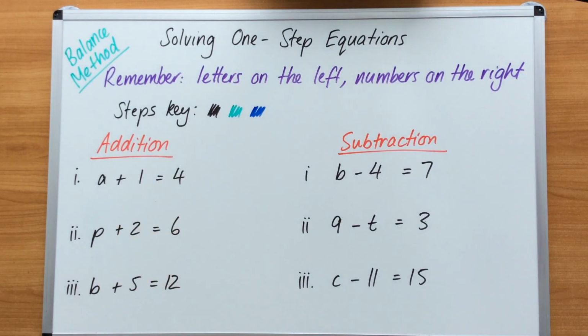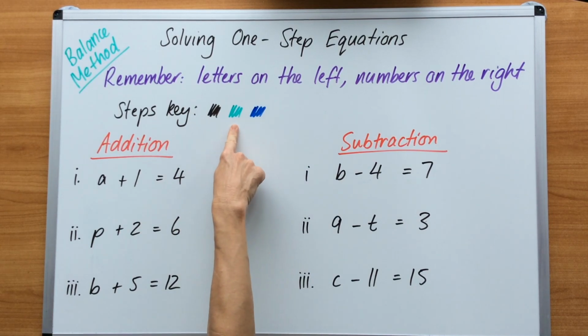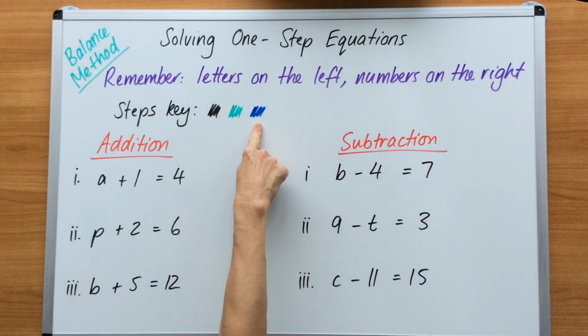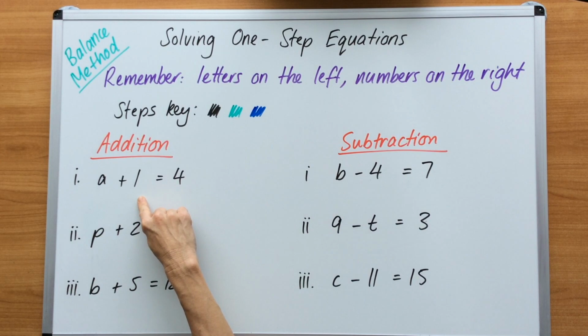So we're going to start with some really simple one-step equations, and the key aspect of this is remembering that letters are on the left and numbers are on the right. So we want our letters to be on the left-hand side of the equal sign and our numbers on the right-hand side. So basically what we're looking for here is to solve the value of the pronumeral. That's why the letters, the pronumerals, must be on the left-hand side of this equal sign and numbers on the right-hand side. So we have a steps key here. Black is the question, green is my first move, and blue is my second move where I will answer this.